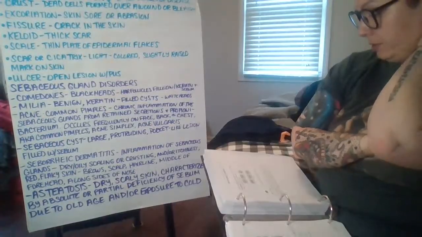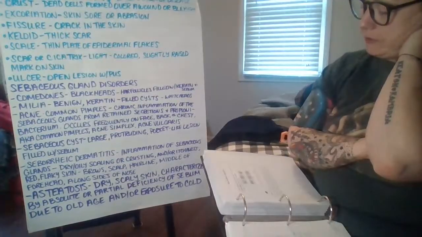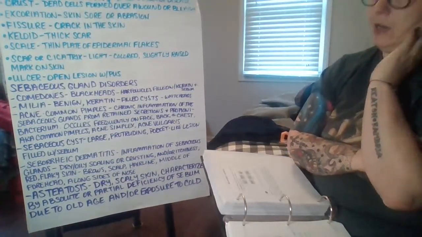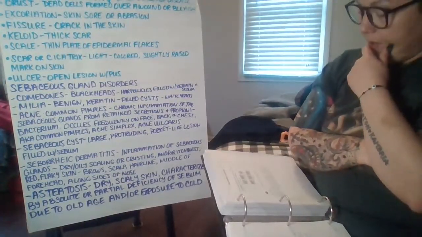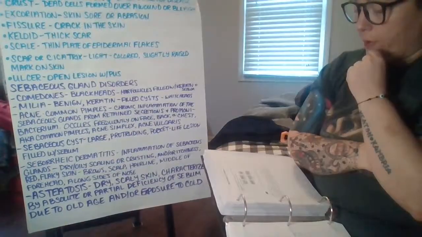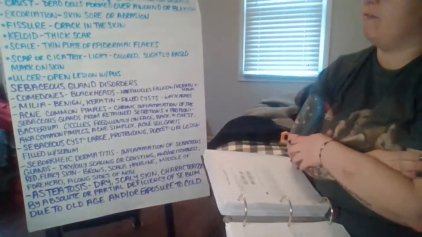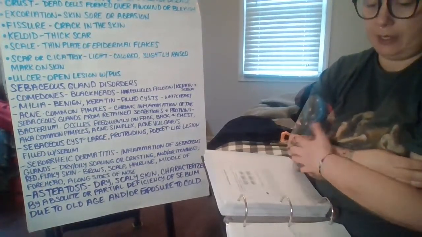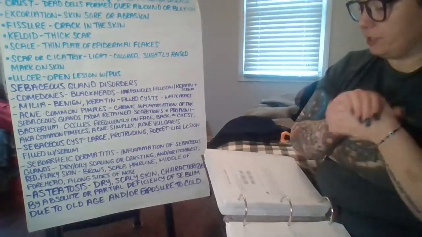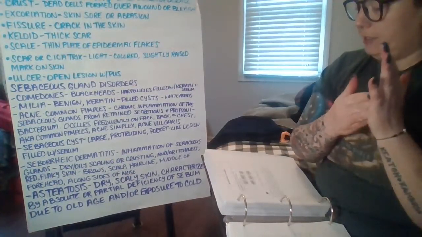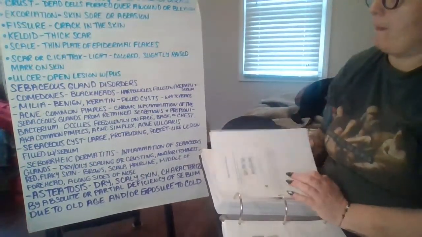Crust is a buildup of dead cells formed over a wound or blemish while it's healing. An accumulation of sebum and pus mixed with epidermal material, or it's otherwise known as a scab. Excoriation is a skin sore or abrasion produced by scraping or scratching. So when you have a rash, or say you have poison ivy and you scratch and you break those tiny vesicles, you'll end up with an excoriation. A fissure is a crack in the skin that penetrates into the dermis, such as chapped lips. You can also have fissures on the bottom of your feet too.